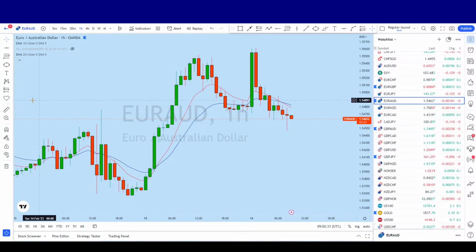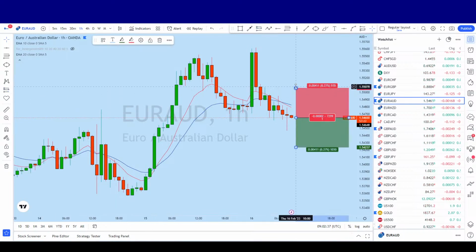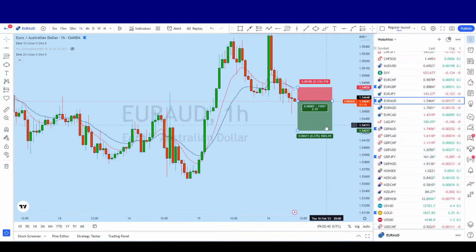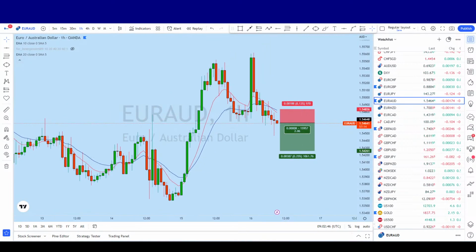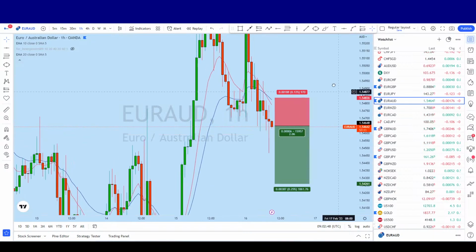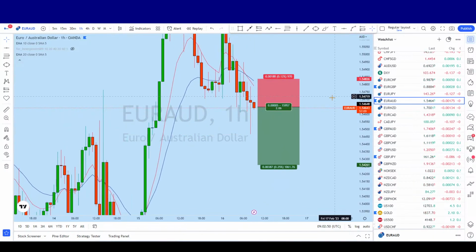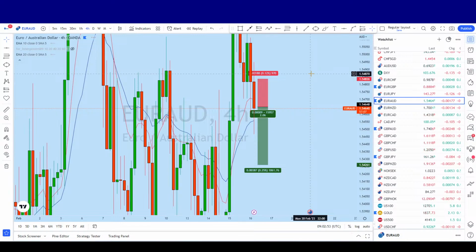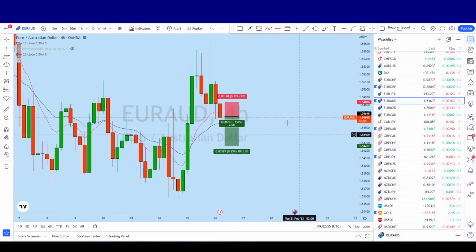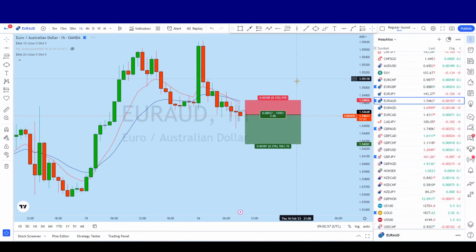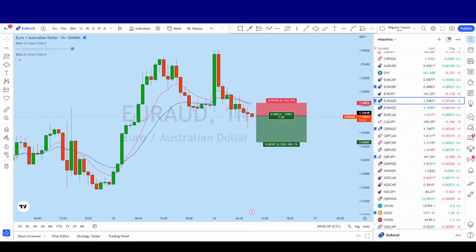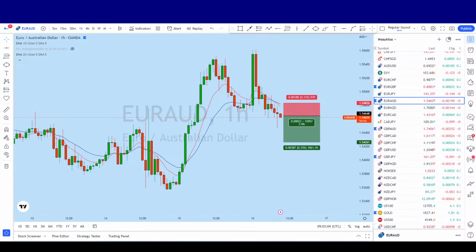Okay, so let's sell short on Euro AUD. We'll be selling from here because it looks like this instrument will drop. It's formed a doji, so we'll be selling short on Euro AUD here. Let me look at it again. Okay, so we'll sell Euro AUD from this level.